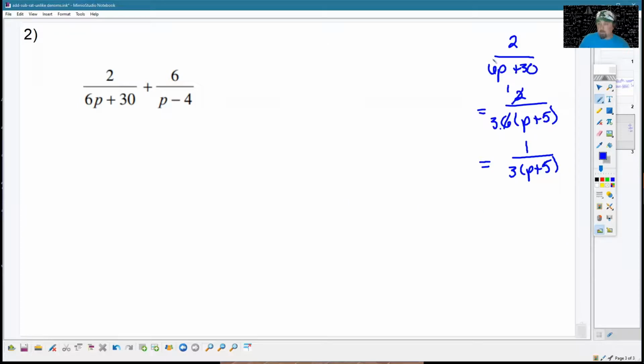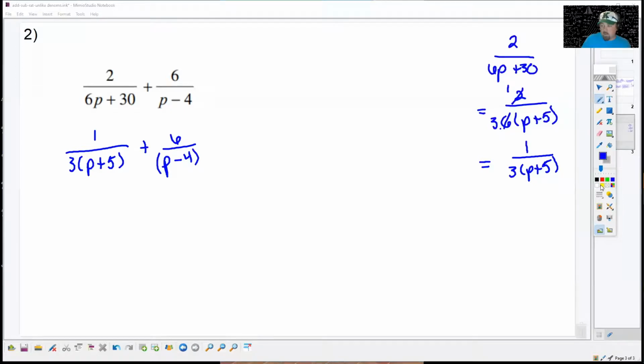That's going to be important because when we get a common factor of 2 out, it's going to make the math a lot easier over here. So this first expression over here turns into 1 over 3 times p plus 5. And the second expression has not changed. It's still 6 over p minus 4.